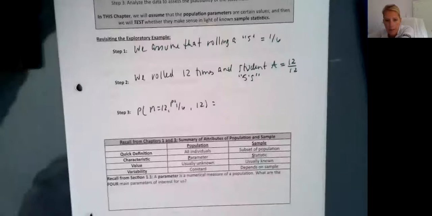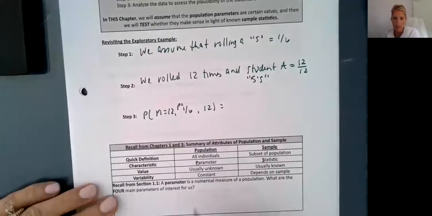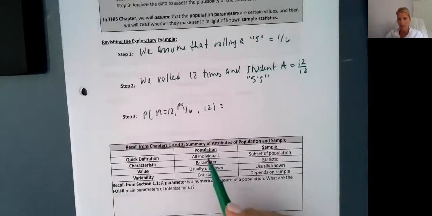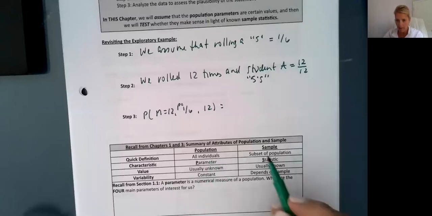So some things we have to recall from chapters 1 and 3: if we're talking about a population of data, it's all of the individuals, and that characteristic is going to be a parameter. It's usually unknown because it's doubtful that we're going to have all of the data, and that variability is pretty constant. Now, if we have sample data, that's a subset of our population. That characteristic is called a statistic, and this value is usually known because we actually have sample data, and the variability depends on the sample.